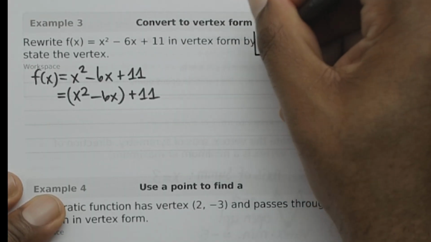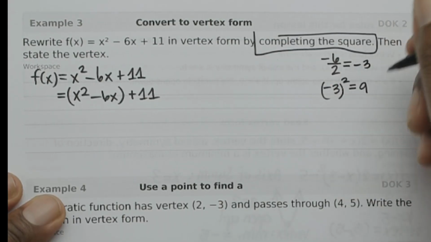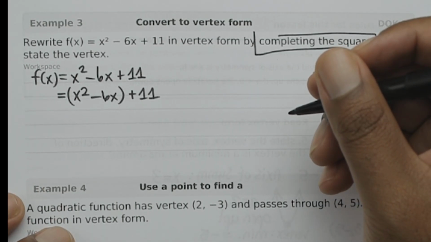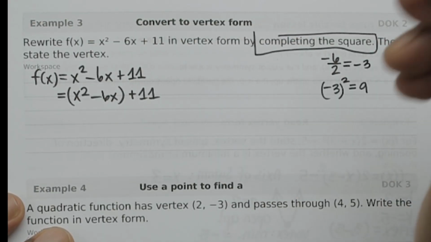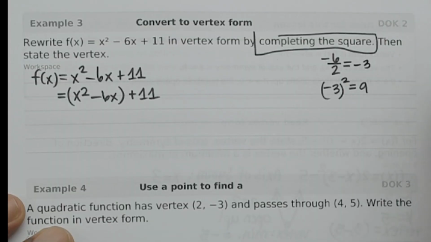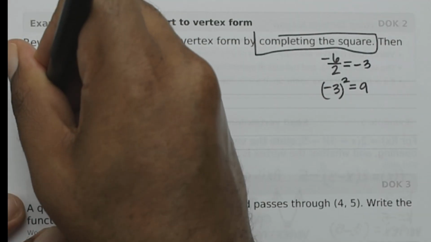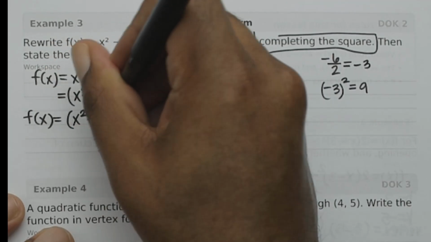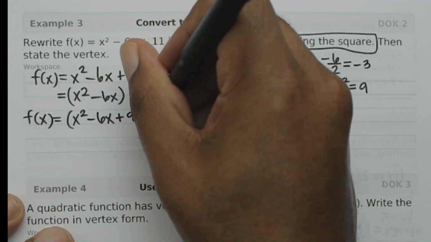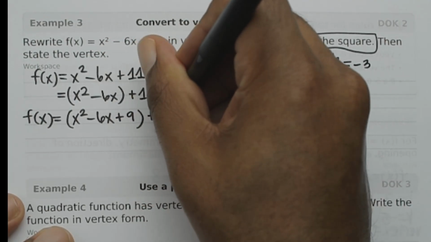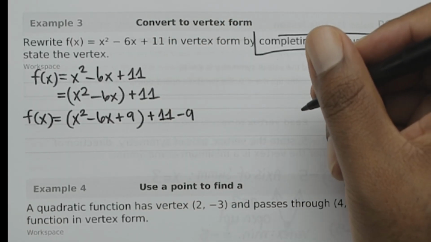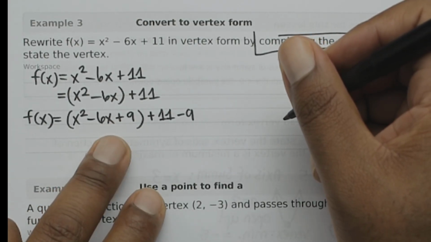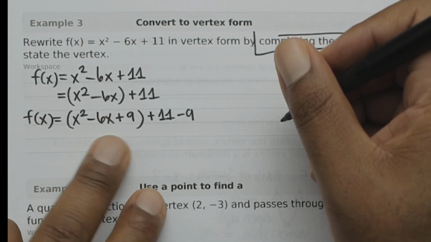Okay. And so again, this is the completing the square process. So this is 9. So what do we do with this 9? We add 9 and then we also subtract 9 inside the expression. So what this looks like is f of x equals x squared minus 6x plus 9, plus 11 minus 9. Okay. Then we can factor this perfect square trinomial.